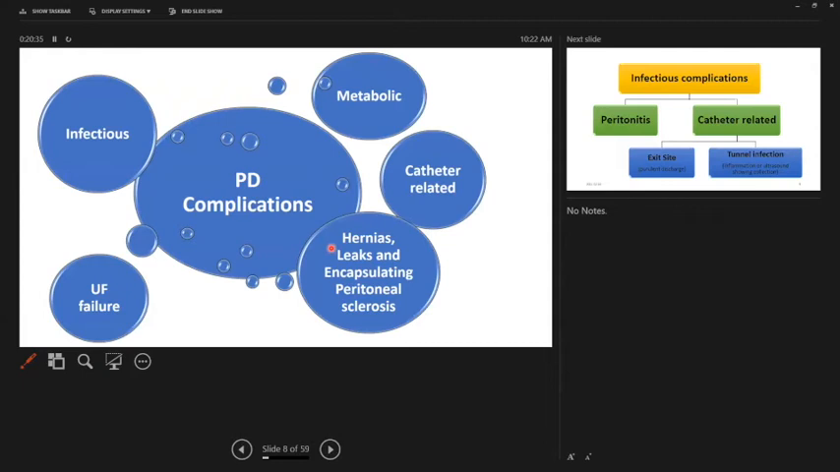Okay, now coming to the complications. Broadly, I have classified complications as infections, metabolic, catheter related, hernias, leaks, and encapsulating peritoneal sclerosis, which is a really dangerous and bad complication. And then we have ultrafiltration failure. I'm not going to say much about ultrafiltration failure because I think I covered it last time; it's basically a change in the characteristics of the membrane. You have to do either rapid cycles or change the dialysis to HD, okay?